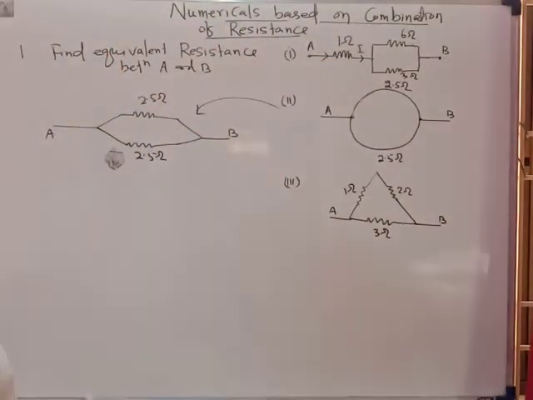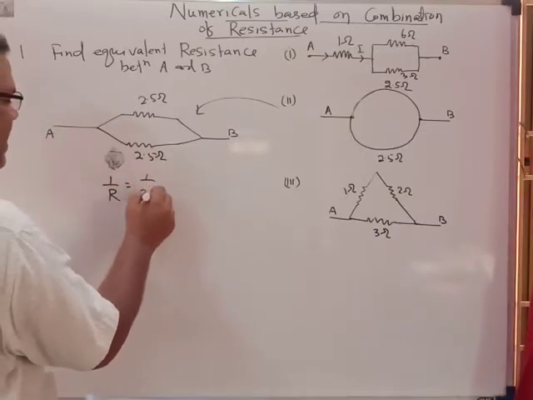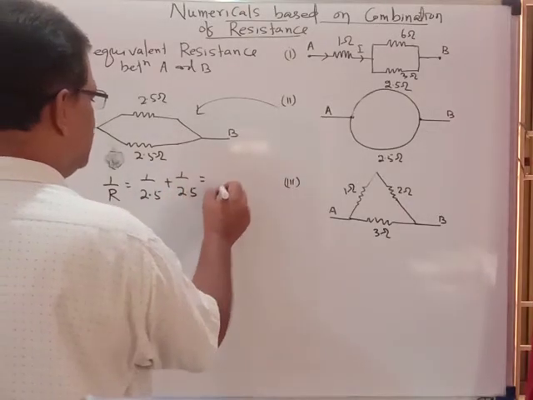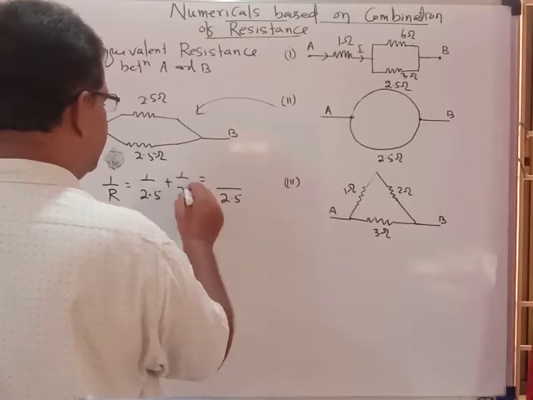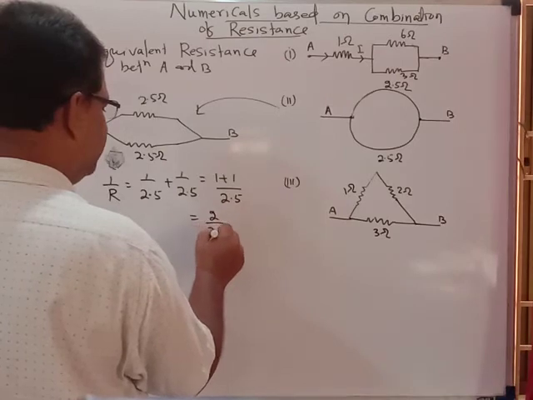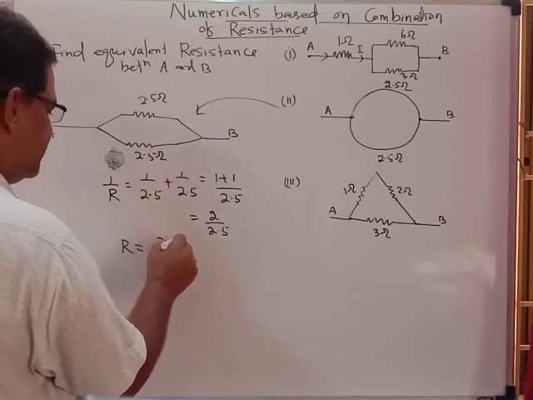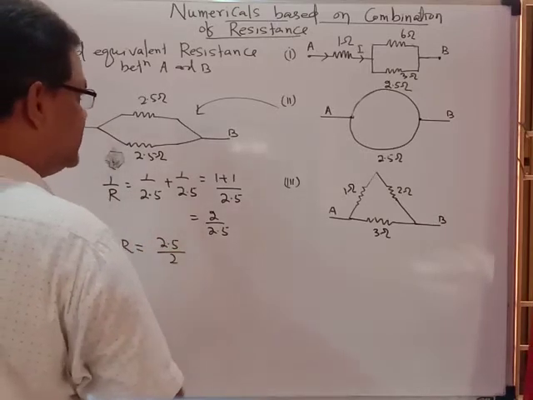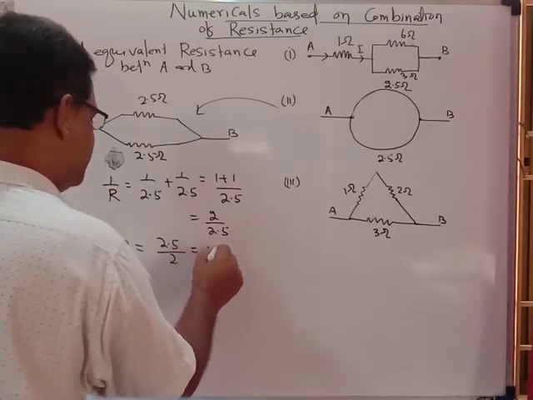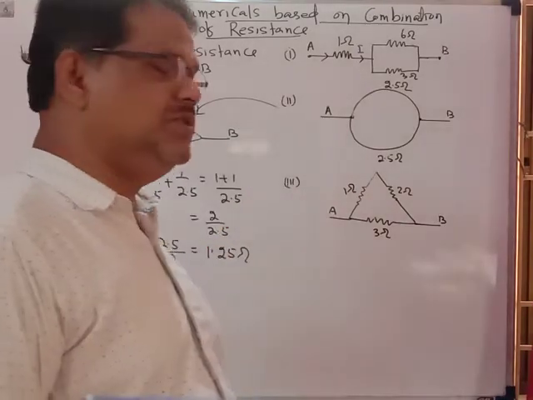So you know the formula for grouping of resistors in parallel: 1 upon R equal to 1 upon 2.5 plus 1 upon 2.5. This is equal to 1 plus 1 upon 2.5, that is 2 upon 2.5, or R equal to 2.5 by 2. The equivalent resistance is 2.5 by 2, which is equal to 1.25 ohm. The equivalent resistance of this circuit is 1.25 ohm.